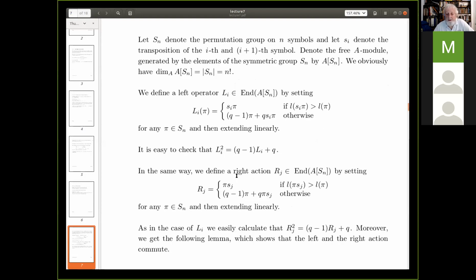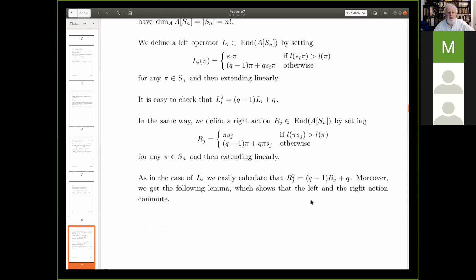Well, and then we define a right action, Rj, same sort of idea, except now we're multiplying on the right by Sj, and that's if there's no cancellation. So if the length of this word increases, and then the same sort of gizmo here. Now the multiplication is on the right of pi. Here it was on the left, okay? And then we extend linearly. As in the case of Li, we easily calculate that Rj squared is (q minus 1) Rj plus q.